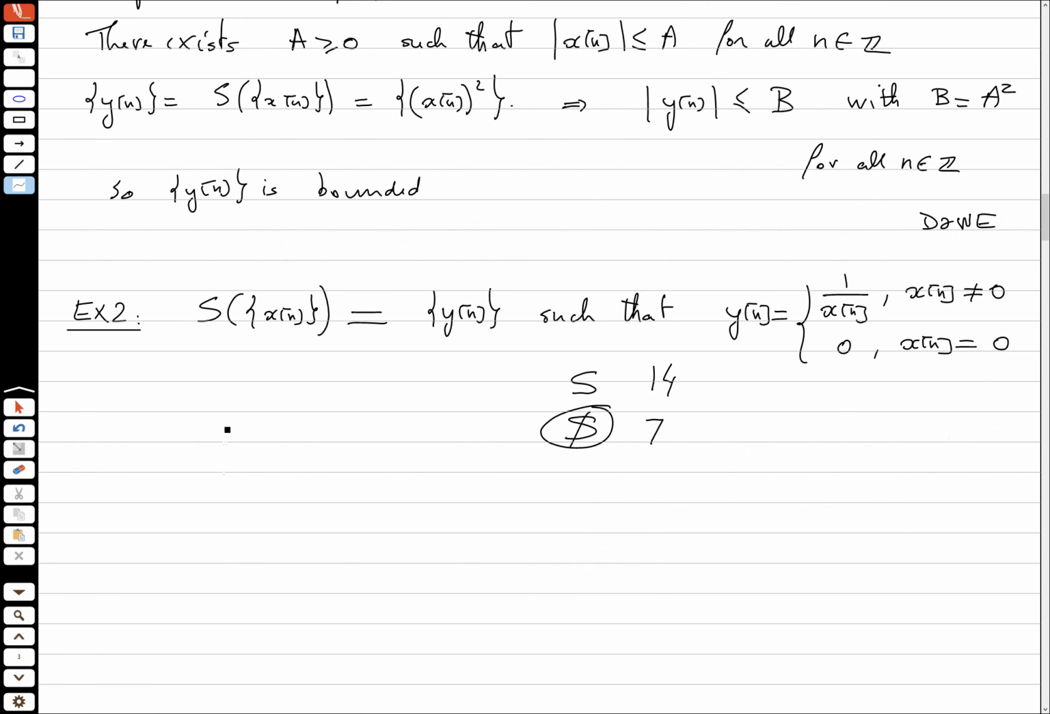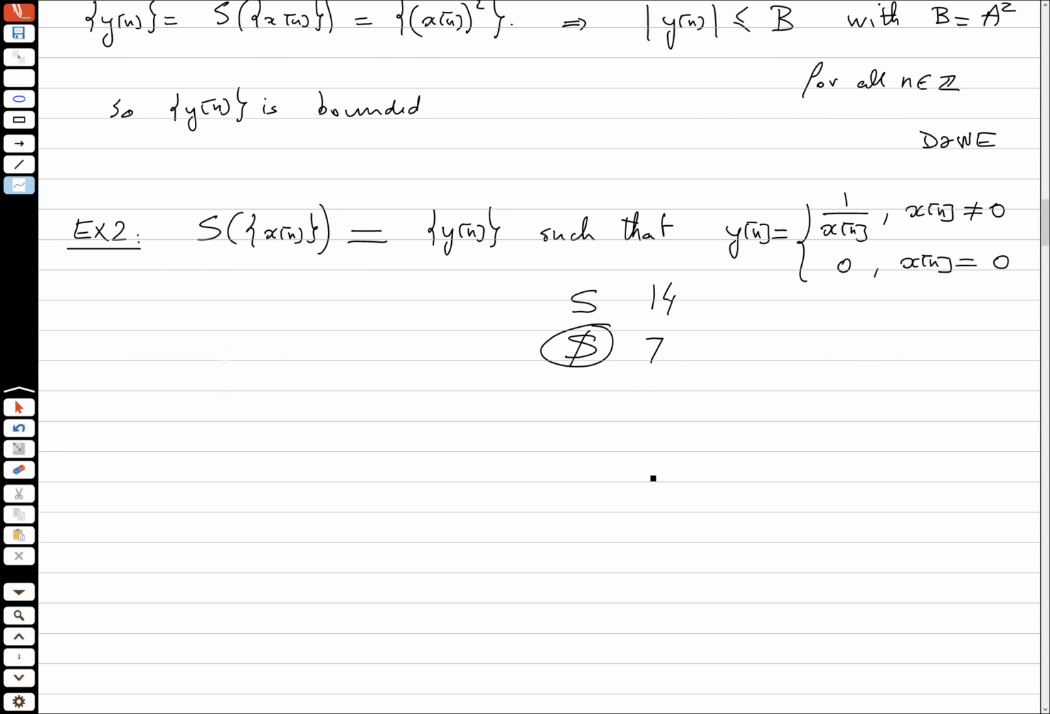Now, to disprove that the system is stable, it is sufficient to find one. You tell me what. I want to disprove that the system is stable. So it is sufficient to find an input that is bounded such that the output is unbounded, right? If you say it is sufficient to find an input that is unbounded, you get shot already, because we don't care, remember?